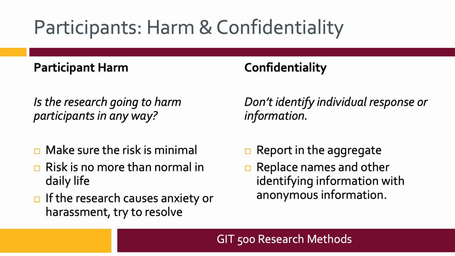And if you do have to use individuals, like maybe you're doing a before and after study and you want to see the before data for participant X and the after data for participant X, you can still name them but replace the names and any other identifying information with anonymous information, so that if for some reason you did publish the paper and it got into a journal, nobody would be able to figure out who you were talking to or talking about in your research.